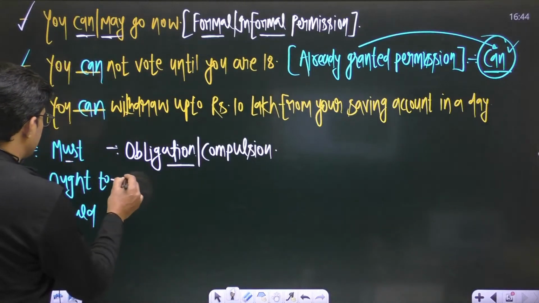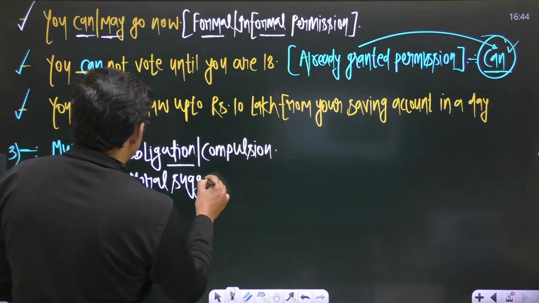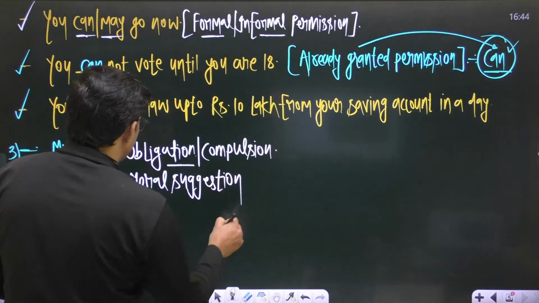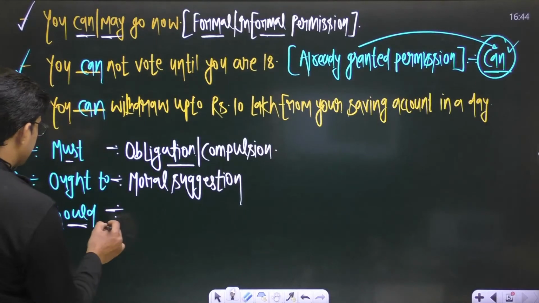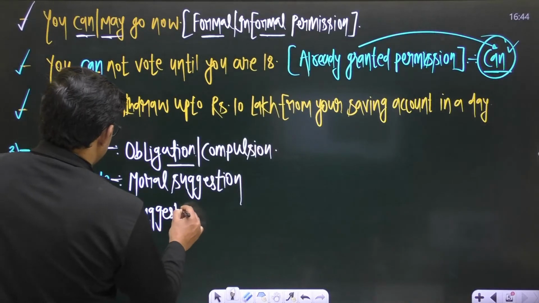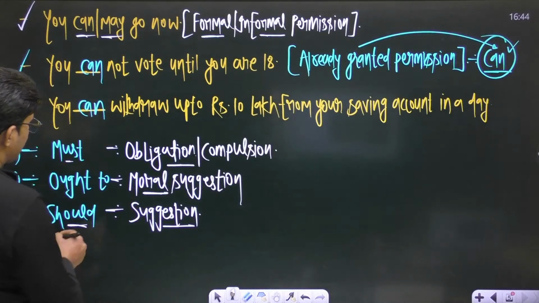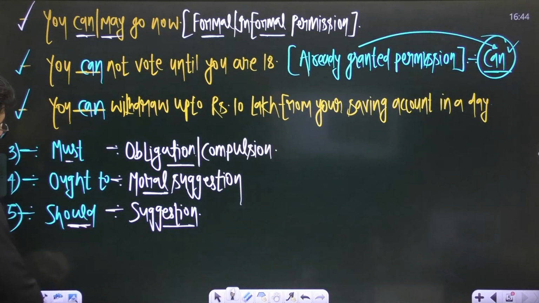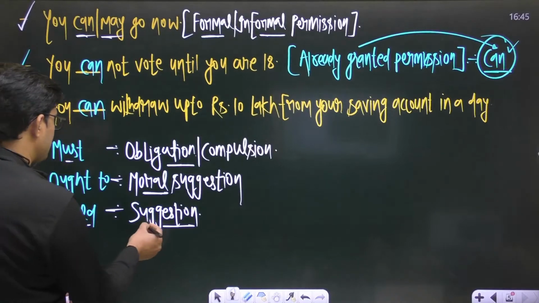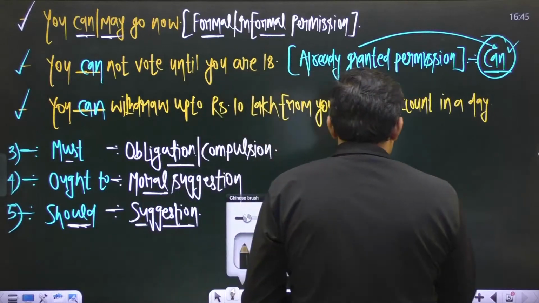And ought to is used to show moral suggestions. Whenever you want to show moral suggestion, we use ought to. And this word should is used to show suggestion. Whenever moral suggestion, we use ought to, and whenever you have a normal suggestion in a sentence, we use should. Okay, so let us understand with the help of some sentences.